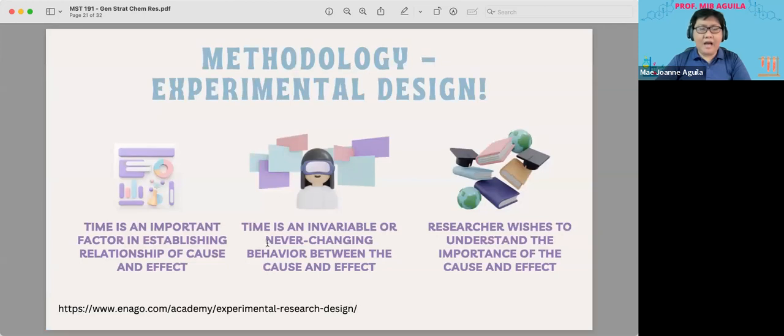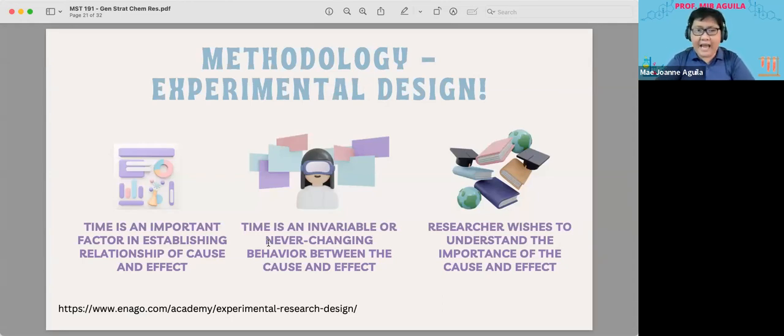And now that we have done the literature review, we already know what has been done and we've already found avenues of what to do. We are now ready to do the methodology. And the methodology is essentially the experimental design. So a proper experimental design is quite important, especially in the cases we're in. Time is an important factor in the research in establishing the relationship of cause and effect.